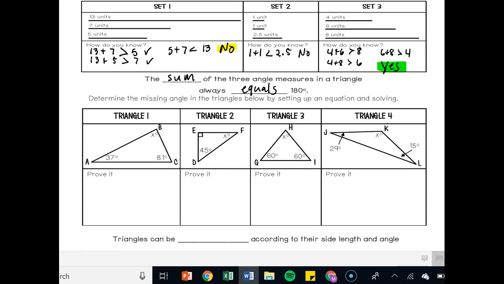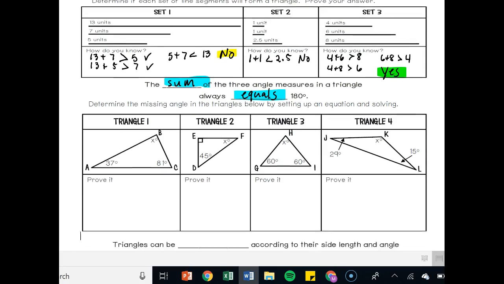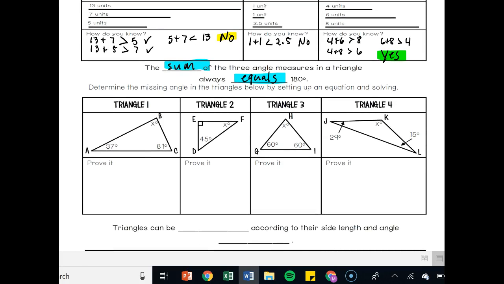Next, let's move on to talking about the inside of triangles. So the sum of three angle measures in a triangle always equals 180. We know this, we talked about this yesterday, right? If you unfold the triangle, you get a straight angle, which is 180 degrees.